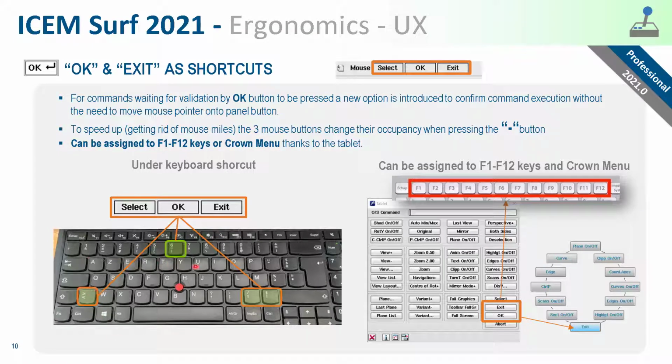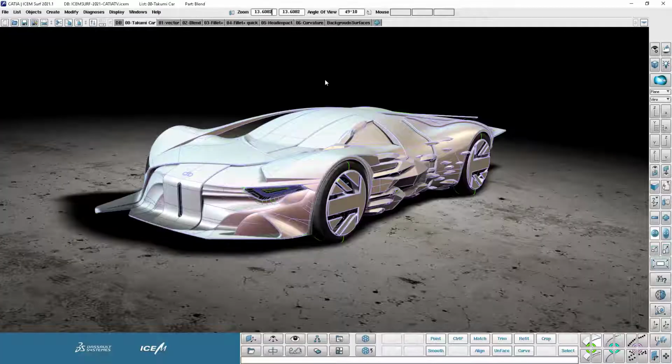So this is an AZERTY keyboard on the screen. It's a French keyboard. And you can see if you push any of these keys, it introduces this new mouse menu. There's an added benefit of this new mouse menu, which is that it also gives you the options in the tablet menu, which means you can apply it to the quick function access menu as well. So let me show you what that looks like in ICEMSurf.